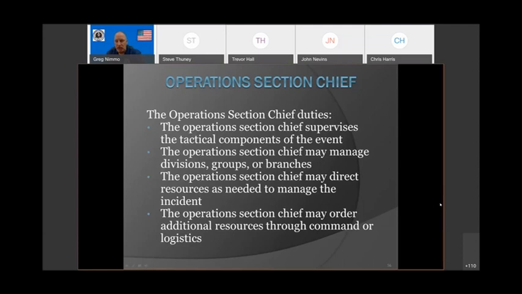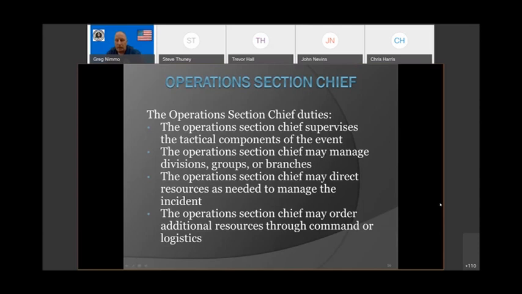So that's how we break down our divisions, groups, and branches to a span of control where they can be easily managed. And the operations section chief is going to direct the resources as needed to help manage the incident. Again, it's the major task at hand, whether it be rescue or whatever it may be. So we're going to try and direct those resources and be in charge of making sure that they're managed and put into the incident in the best manner and able to be used accordingly.